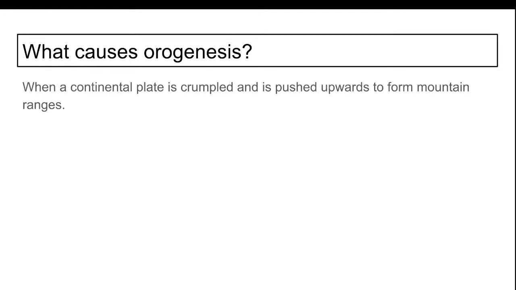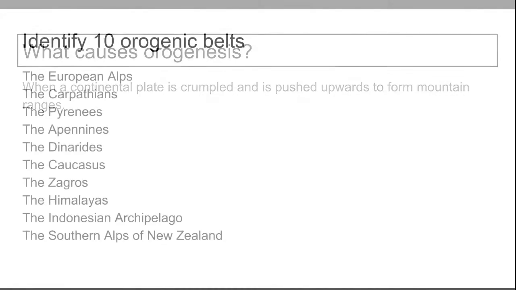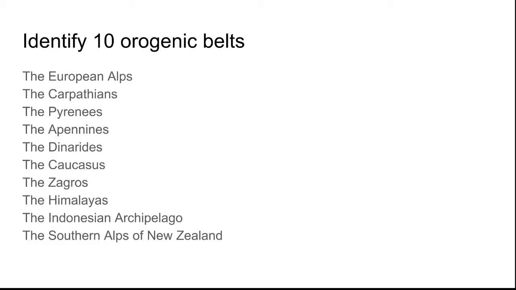What causes orogenesis? Orogenesis occurs when a continental plate is crumpled and is pushed upwards to form mountain ranges. Here are the 10 orogenic belts: the European Alps, the Carpathians, the Pyrenees, the Apennines, the Dinarides, the Caucasus, the Zagros, the Himalayas, the Indonesian archipelago, and the Southern Alps of New Zealand.